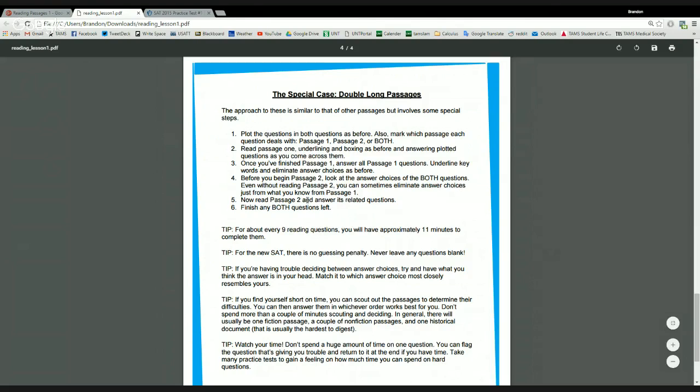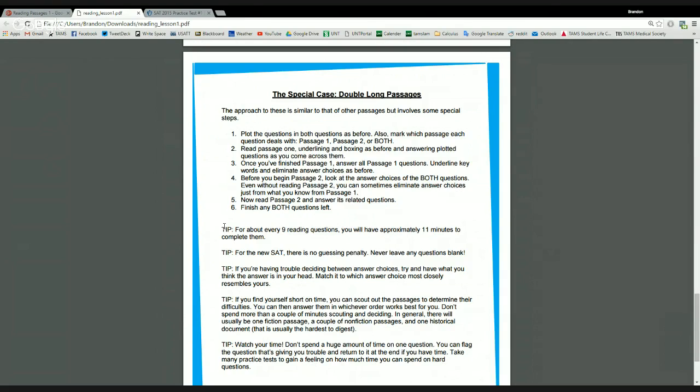Okay. Now, here are some tips overall for the reading section. For about 9 reading questions, you will have approximately 11 minutes to complete. For the new SAT, there's no guessing penalty, so never leave an answer choice blank. If you're having trouble deciding between answer choices, try to come up with what you think the answer is, and match it with the answer choice that most closely resembles what you think in your head.